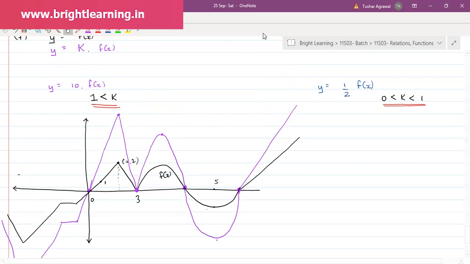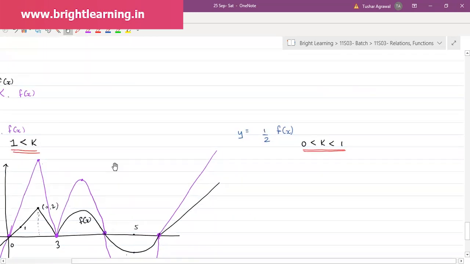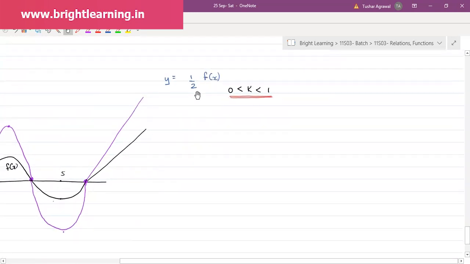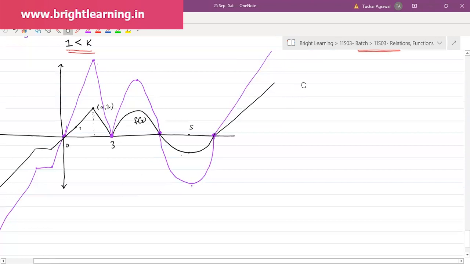Clear, Pujita, Dhananjay? Yes, sir. Okay. And now for half of f(x), I will draw the same graph.